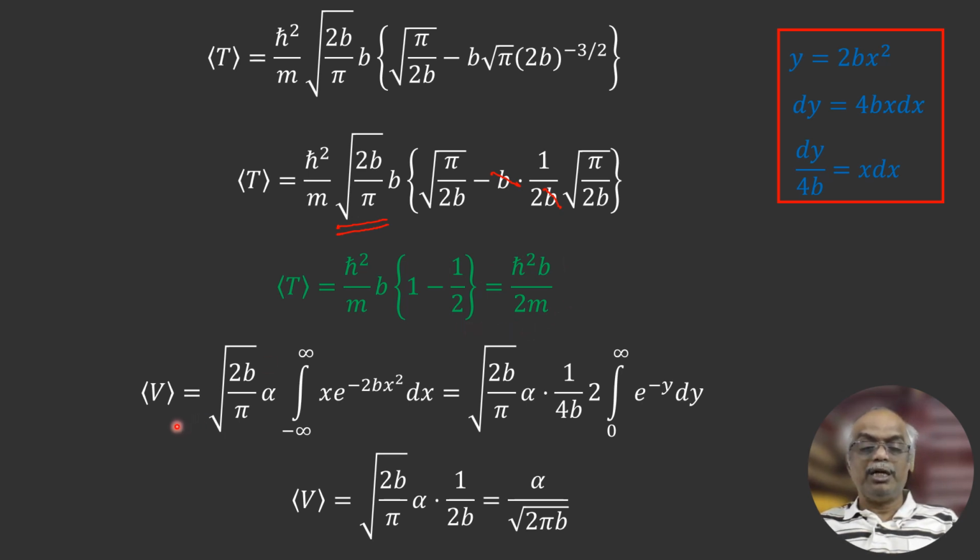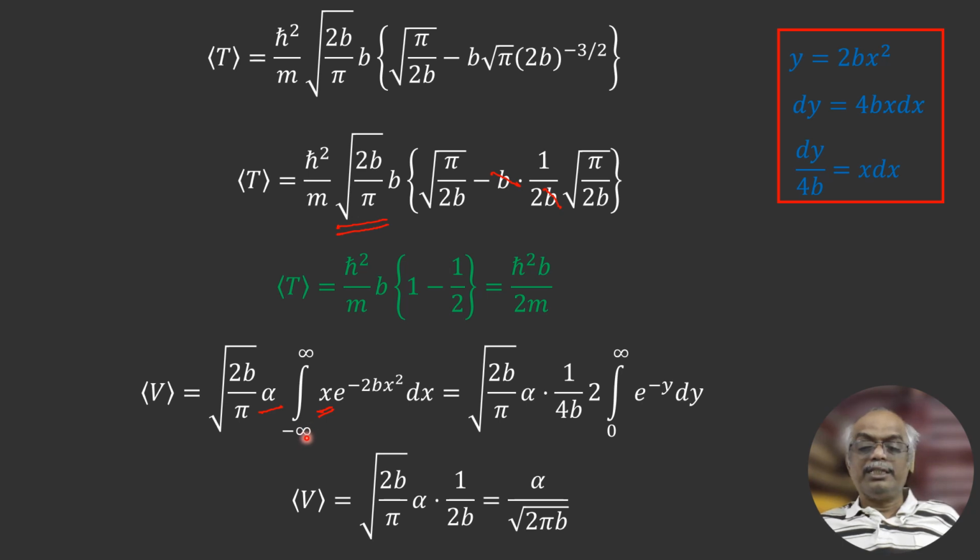Similarly, you can find the expectation value of the potential energy. So potential energy, it is given in the problem, it is linear, alpha x. So I have taken alpha x e power minus 2p x squared. This modulus A squared is, we know, square root of 2p over pi.